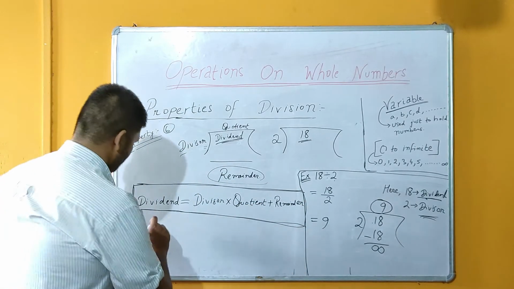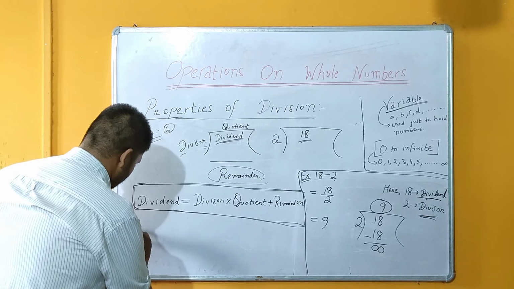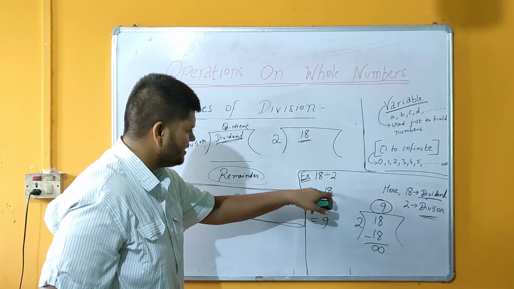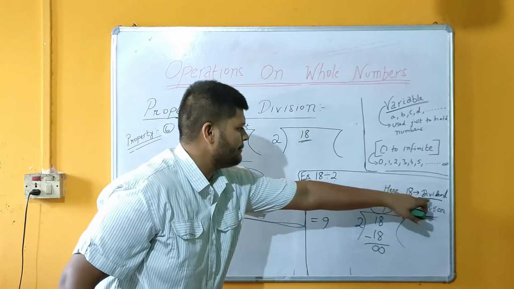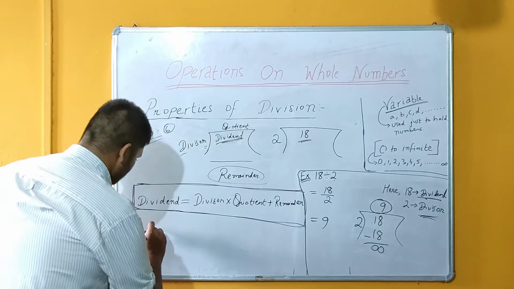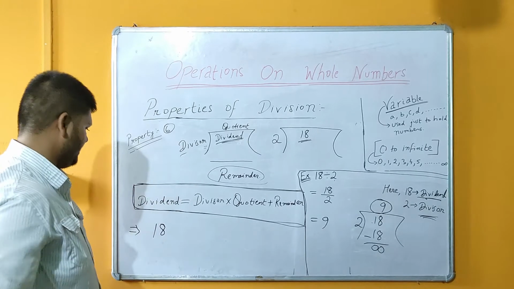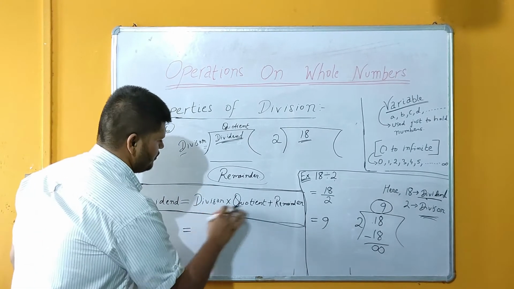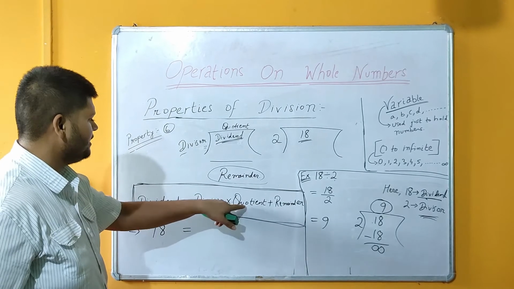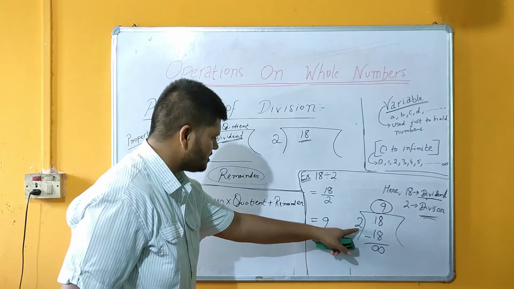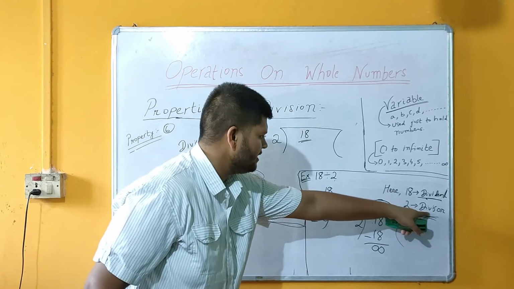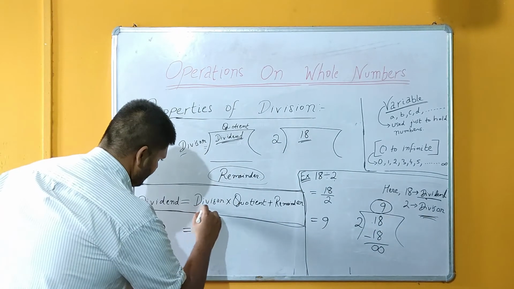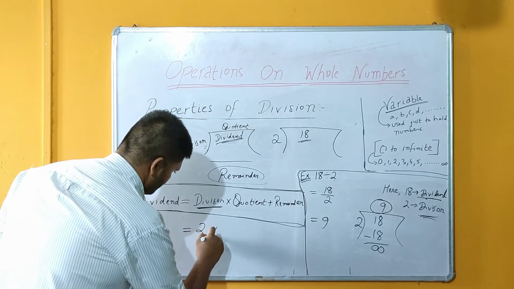Here dividend is nothing but 18. 18 we have considered as the dividend, so we will substitute 18 over here. This 18 must be equal to this value. What is it? Divisor into quotient. The divisor is nothing but 2. Already I have stated that 2 is the divisor. So instead of divisor, I will write 2 here.